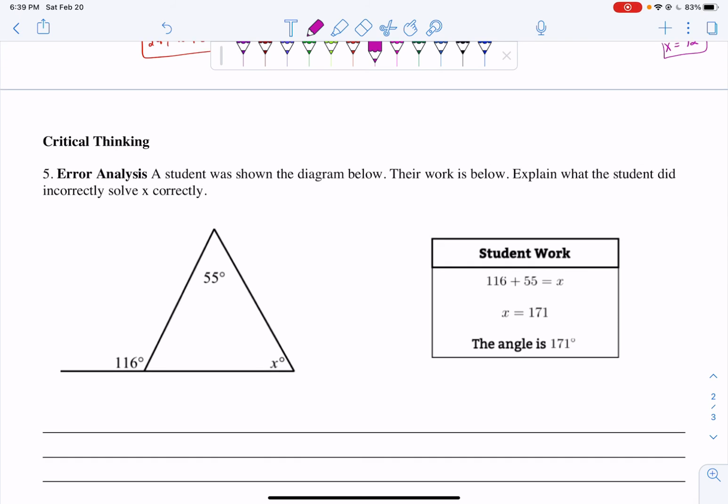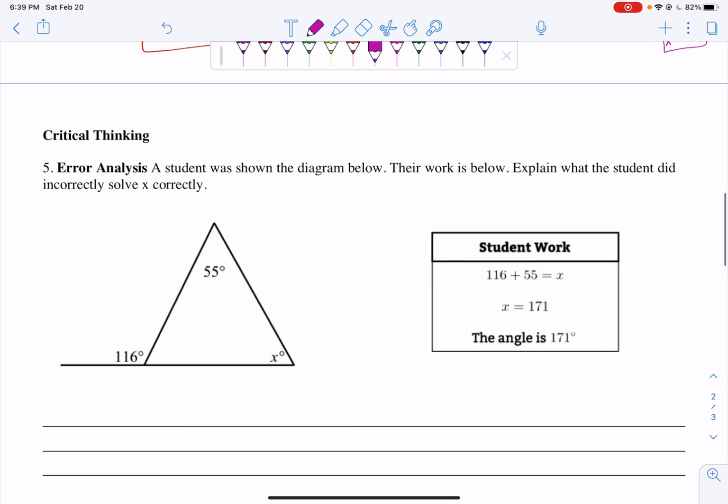Let's do some critical thinking. So, error analysis. A student was shown the diagram below. Their work is below. Explain what the student did incorrectly. My apologies. So if we look, what the student did was 116 plus 55 is equal to x. And then said x is equal to 171.